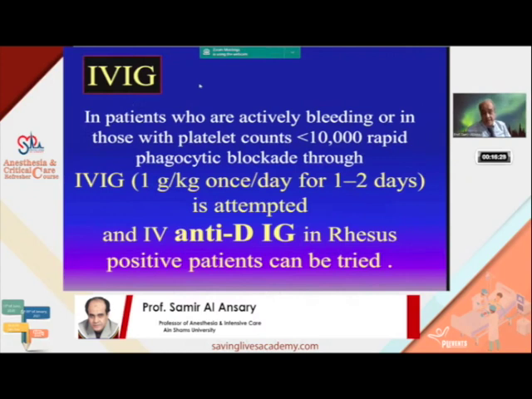Or we can give ITP intravenous immune globulin if we want a rapid and dramatic effect in patients who are actively bleeding or those with a platelet count less than 10,000. Intravenous immune globulin 1 gram per kg once per day for 1 to 2 days is attempted, and also you can give intravenous anti-D immune globulin in rhesus positive patients.